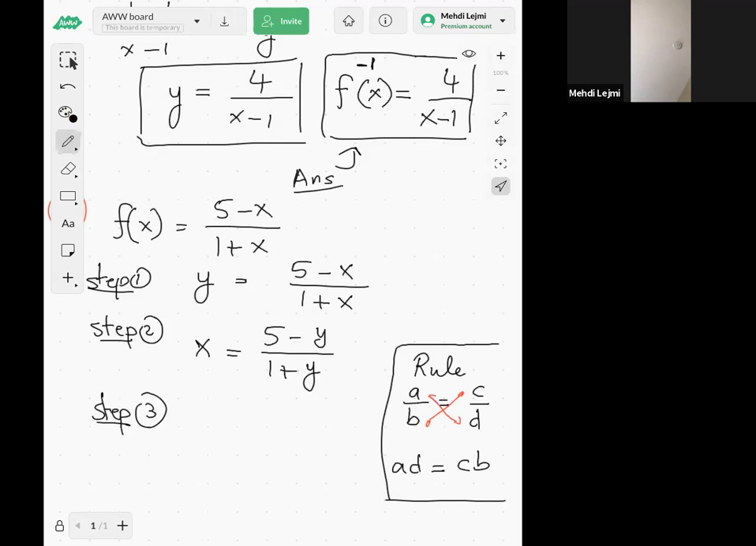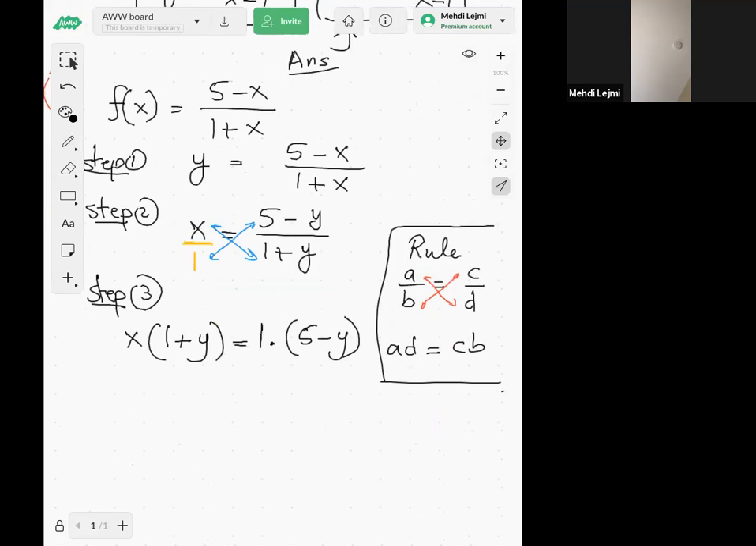So I'm going to cross multiply, but of course the left side is x, and you can make it a fraction by dividing by 1. If you divide by 1, it becomes a fraction, and it's still equal to x, since x over 1 is still x. And now I'm going to cross multiply. So that will be x times 1 plus y equals 1 times 5 minus y.